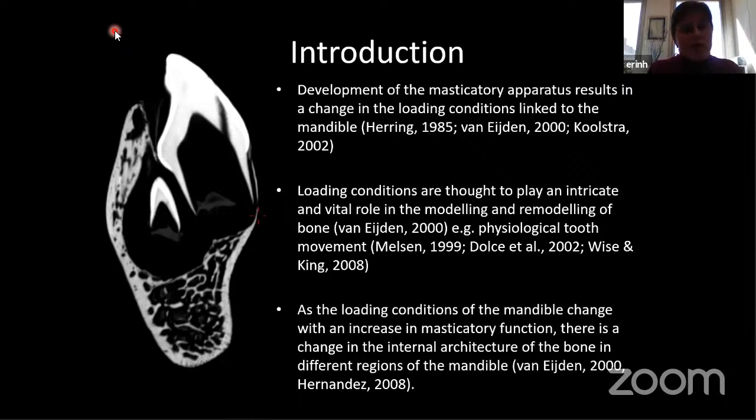As the loading conditions of the mandible change with an increase in masticatory function, there is also a change in the internal architecture of the bone in different regions of the mandible. For instance, what you would see in the ramus of the mandible is going to be very different to what you see in the body of the mandible, owing to different structures imposing loading forces on these areas.